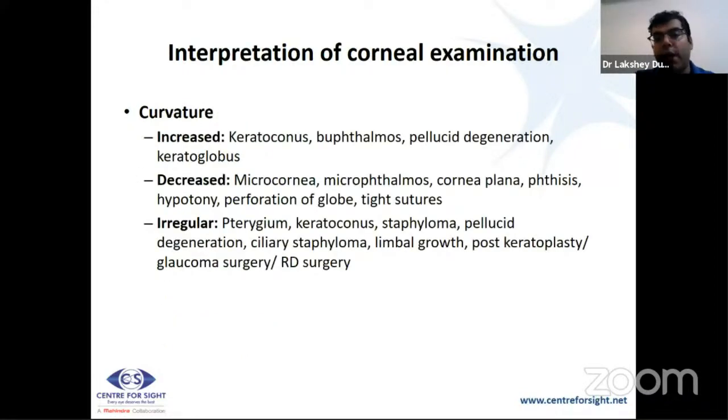Curvature of cornea can be increased in keratoconus, buphthalmos, pellucid degeneration, keratoglobus. Curvature can be decreased in microcornea, microphthalmos, cornea plana, phthisis, hypotony, and it can be irregular due to pterygium, keratoconus, staphyloma, pellucid degeneration, ciliary staphyloma, limbal growths, post keratoplasty, glaucoma surgeries, or RD surgeries.